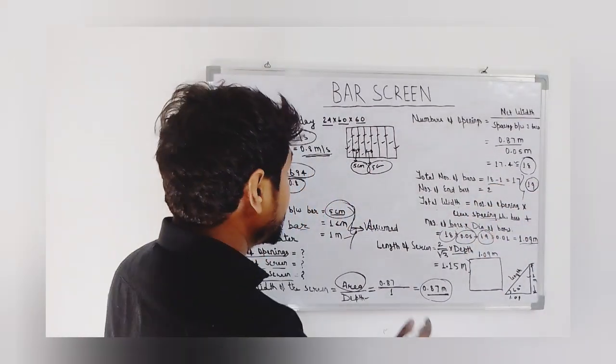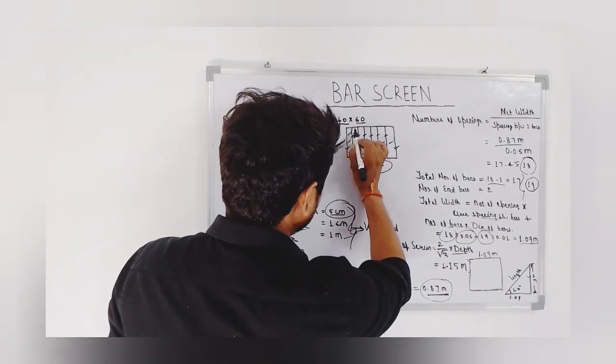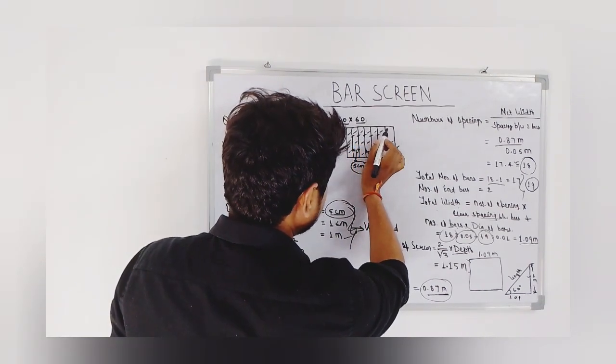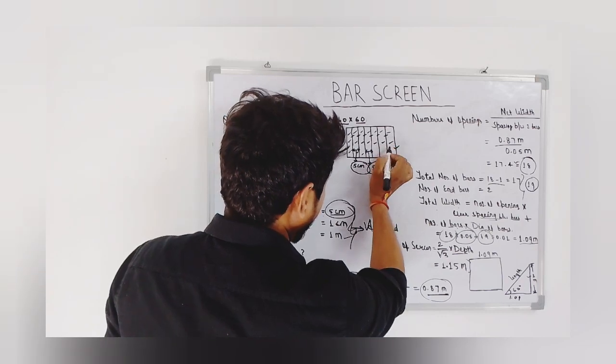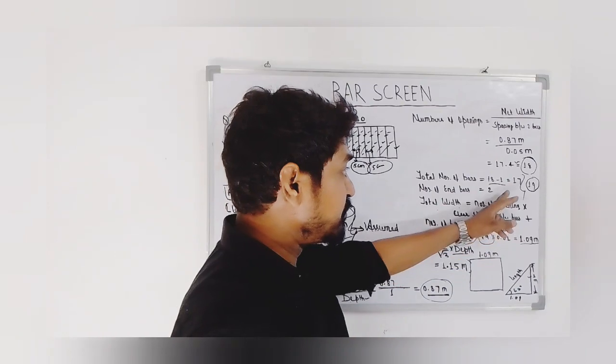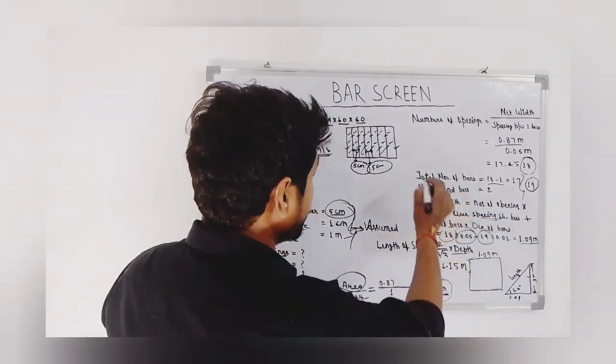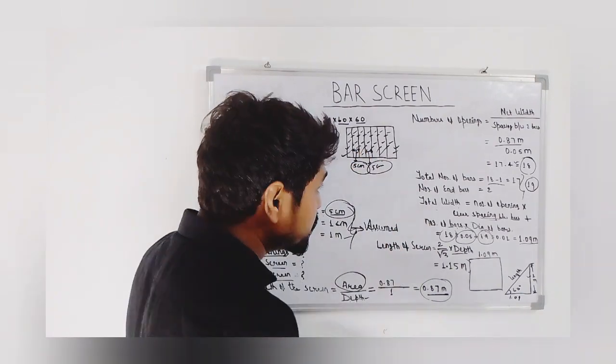Why is it? Look at this chamber. This is opening 1, 2, 3, 4, 5, 6, 7, and the number of bars is 1, 2, 3, 4, 5, 6, and that is why we have minus 1 for the number of bars. So the number of end bars is equal to 2. This is an end bar and this is also an end bar.